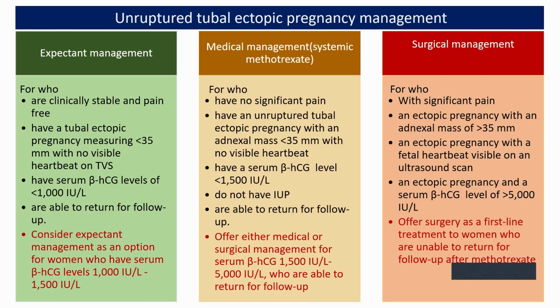And if the beta HCG value is less than 1,500, and if there are no features of any indication to do surgical management, we can offer them medical management. The drug of choice is methotrexate.